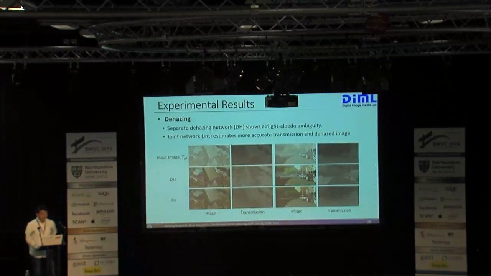And for dehazing, we can see that a separate dehazing network suffers from the airlight albedo ambiguity. Lower transmission means more dense haze, and we can see that although the white box is close enough to suffer less from haze, the separate transmission network estimated the transmission to be very low, which means a dense haze. However, with the depth cues provided by the stereo matching network, the joint network estimates transmission and dehazed results more accurately.